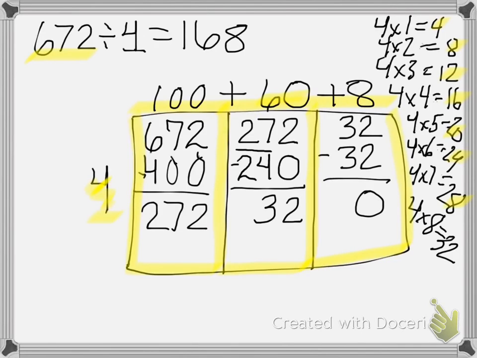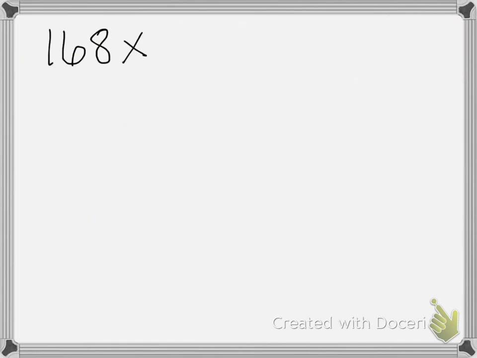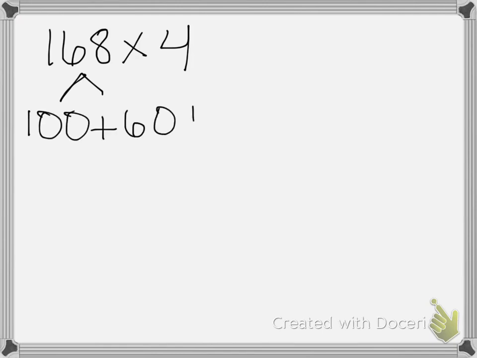Now I'm going to check that. So I'm going to go to another screen. I had 168 times the divisor. Remember, our divisor was 4. So I'm going to multiply by 4. I'm going to break apart my multi-digit number: 100 plus 60 plus 8, and all of that times 4.